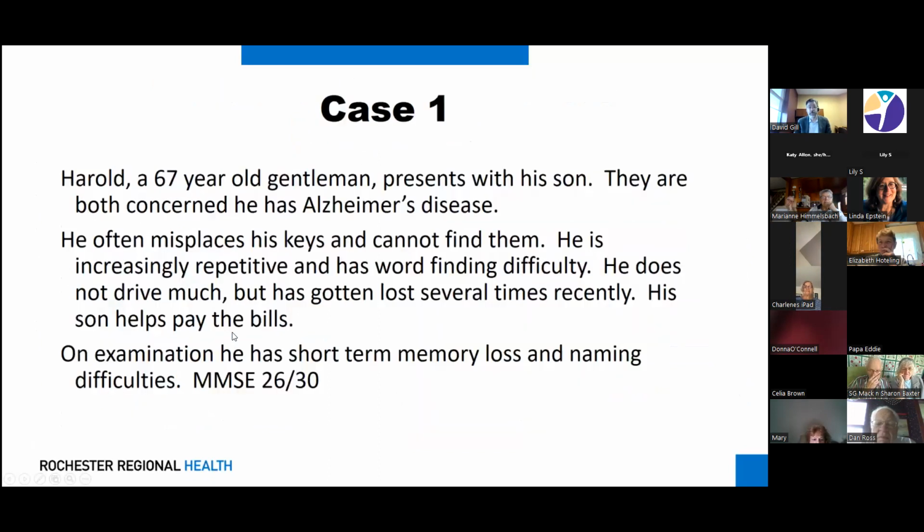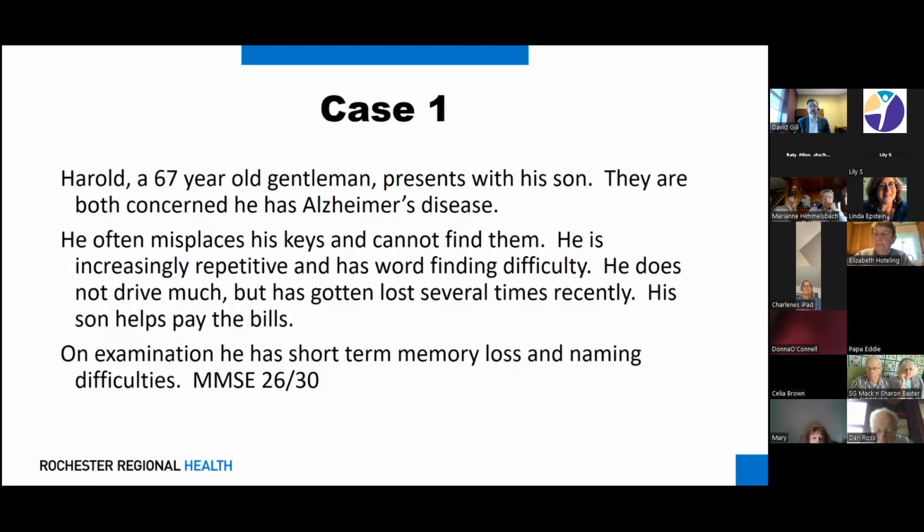So I have several cases, all based on real people, but obviously I've changed the information so we can't identify who they are. But they also are typical cases that I see, so they're typical for other patients with similar problems. So Harold is 67, he comes with his son. They're both concerned that he has Alzheimer's disease, although his son is more concerned than he is.